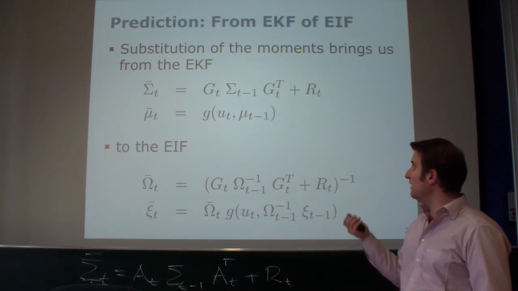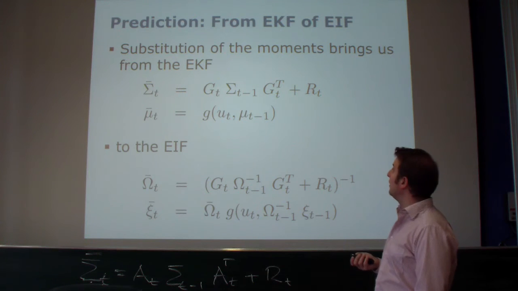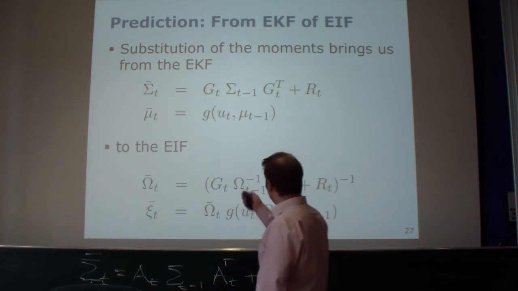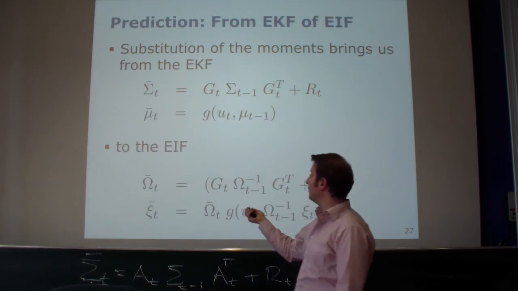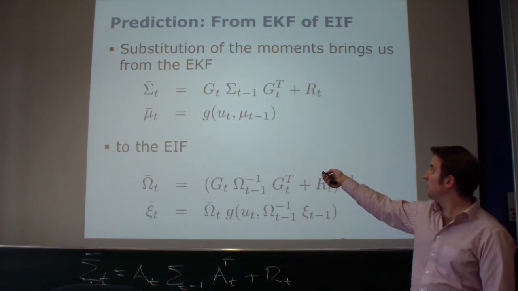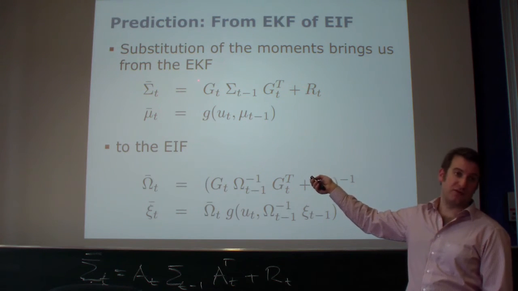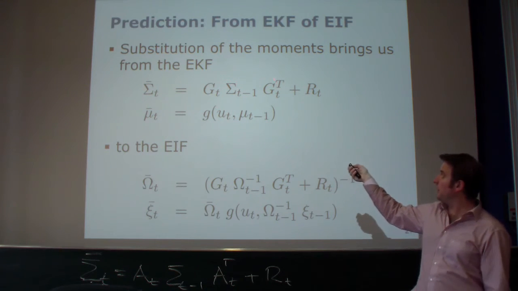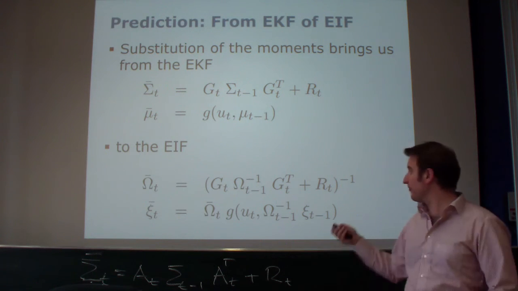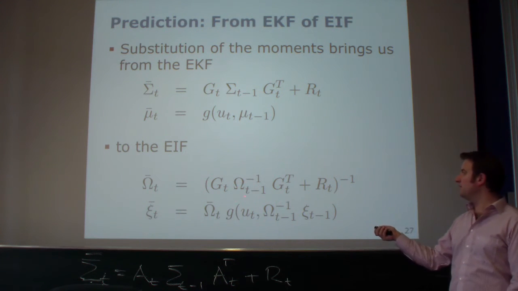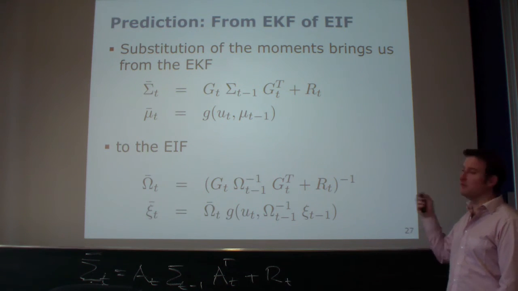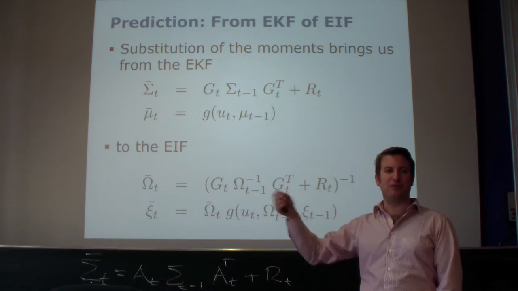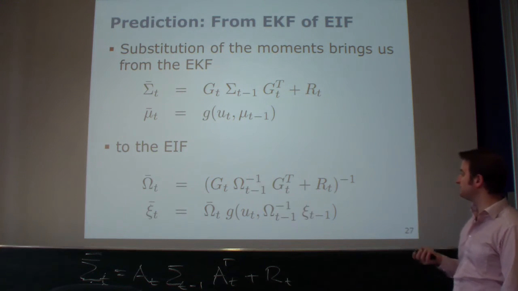And if we simply substitute, we use the EKF equations to come to the information form. So we start with the covariance matrix. This was G times the covariance matrix of the previous time step times G transpose plus R_t, and this ends up as (G_t times the inverse of the information matrix times G_t transpose plus R_t) to the power of -1. So exactly the same kind of direct replacement operations as we did for the Kalman filter.